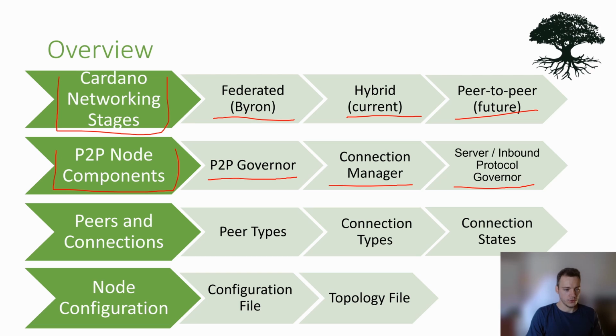We'll move on then to peers and connections, and in this section we'll explore the peer types that exist in Cardano peer-to-peer, as well as the connection types that exist and connection states. Lastly, we'll move on to the node configuration, so the actual configuration files of Cardano node required to run the peer-to-peer mode, as well as the topology file for the peer-to-peer node.